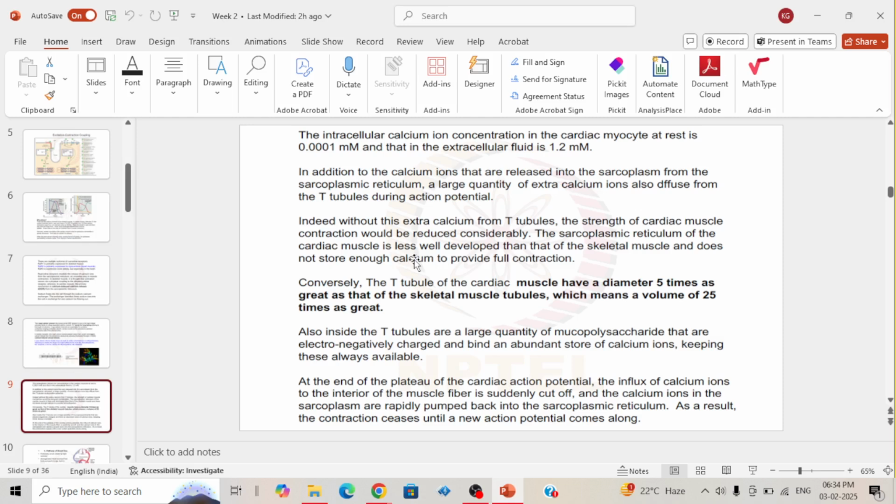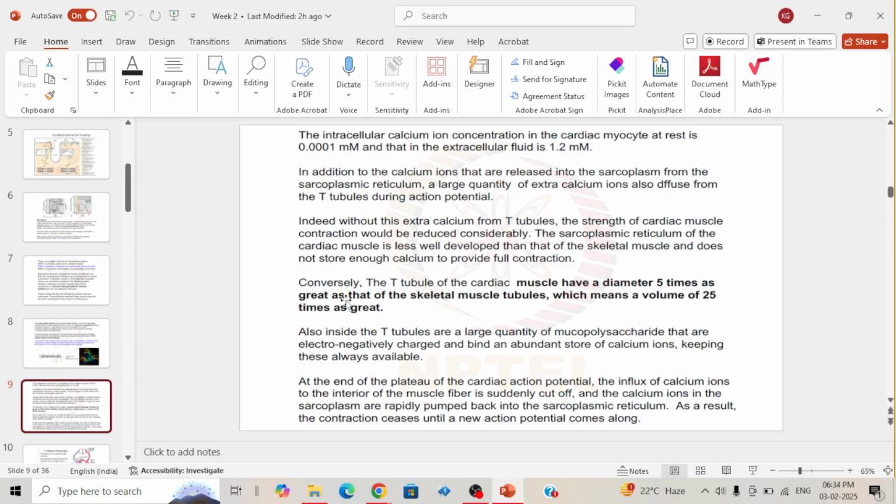Okay. So the sarcoplasmic reticulum of the cardiac muscles is less well developed than that of the skeletal muscle. Another reason for the requirement of calcium ions from outside is that the sarcoplasmic reticulum of cardiac muscle is less well developed than that of the skeletal muscle and does not store enough calcium to provide full contraction. Okay, so these are some important points that you guys must remember regarding the cardiac muscles.